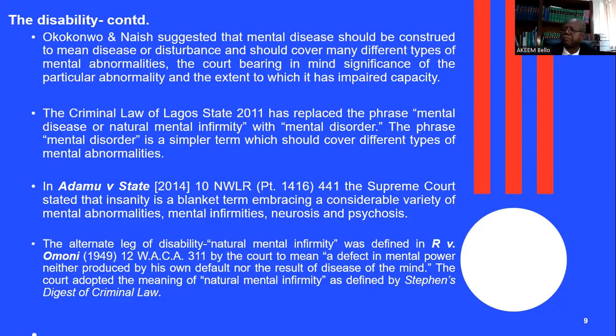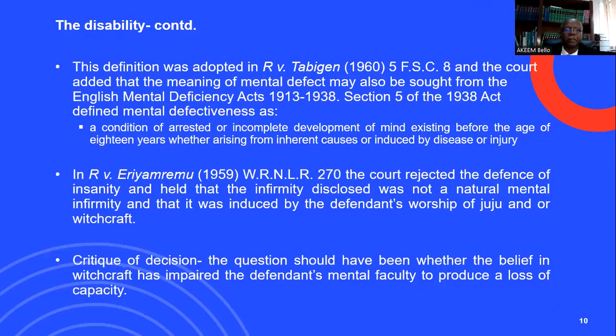And the court adopted the meaning of natural mental infirmity propounded by the court in Ara and Omoni, which was actually a meaning propounded by Stevens in Stevens' Digest of Criminal Law. So the court adopted it for the purpose of expounding the term natural mental infirmity for the purpose of the second leg of disability under Section 28 of the Criminal Code.